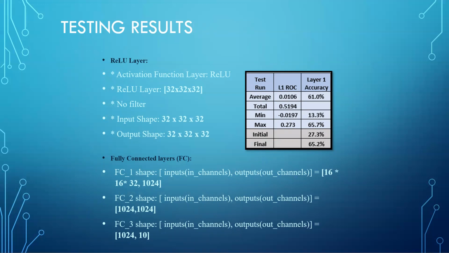The table displayed on the slide is the result of the one-dimensional CIFAR-10 CNN model after successfully completing 1,500 iterations through the fully connected layer. Although the initial accuracy was 27.3%, it gradually improved through iteration, averaging 61.0% and finishing with 65.2% accuracy.